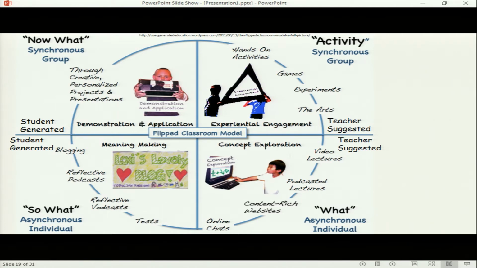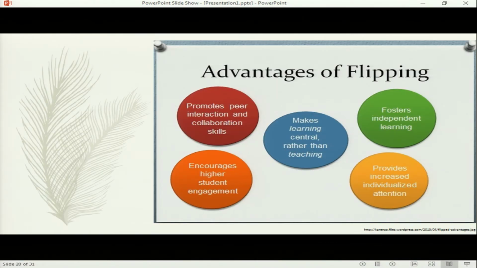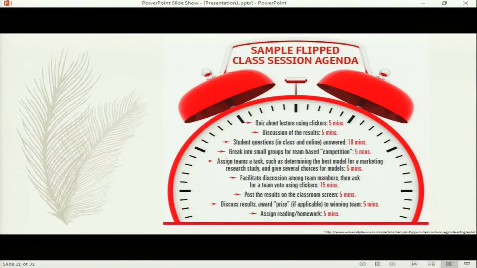Also, as you can see, this is a little bit more complex explanation of the idea. Also, we have the advantages of flipping, and according to the experiences, it really fosters independent learning. It makes students think, and it makes students more involved in the learning process. Also, there is a sample flipped classroom session agenda for you if you would like to try this.